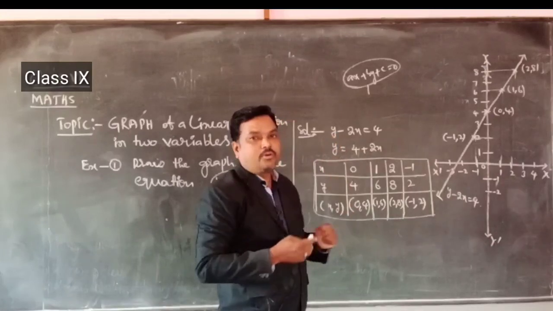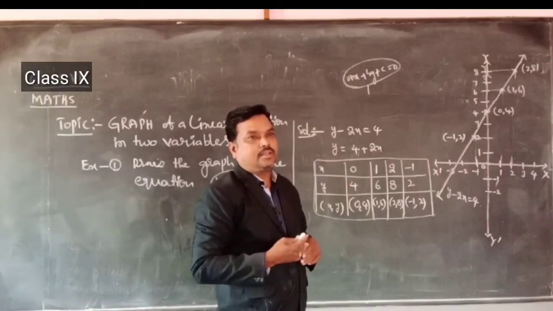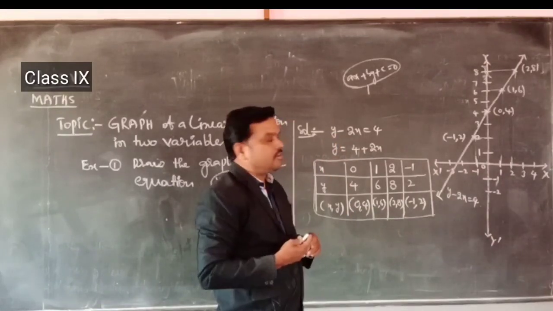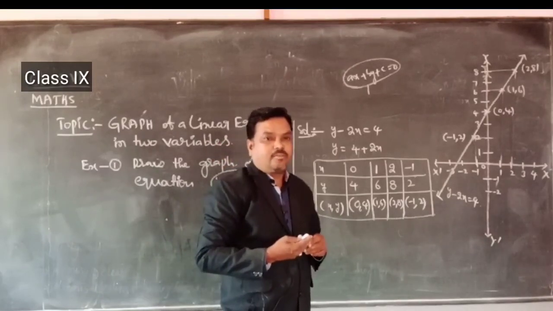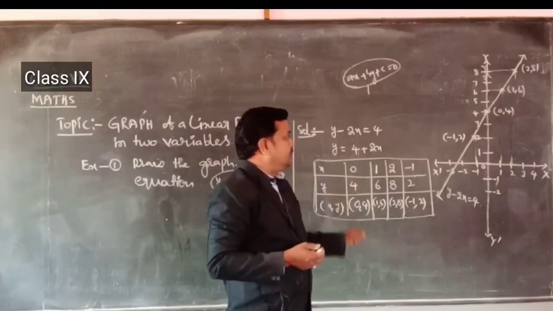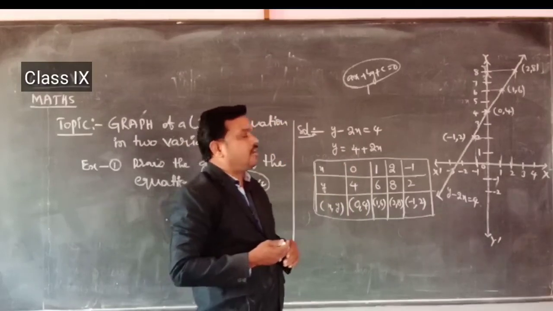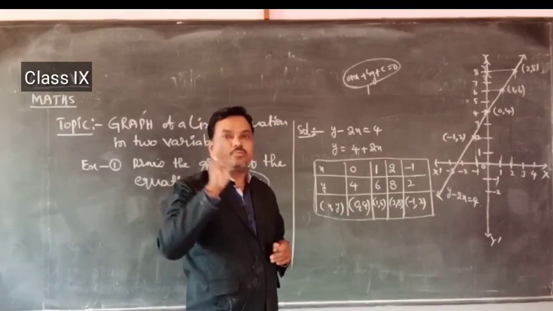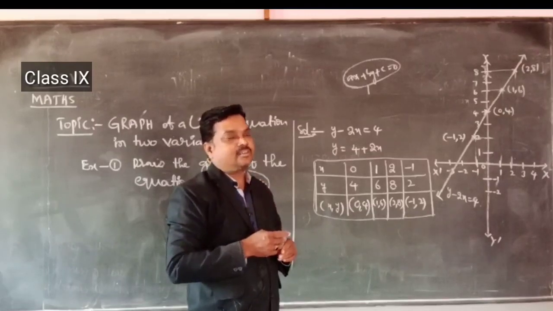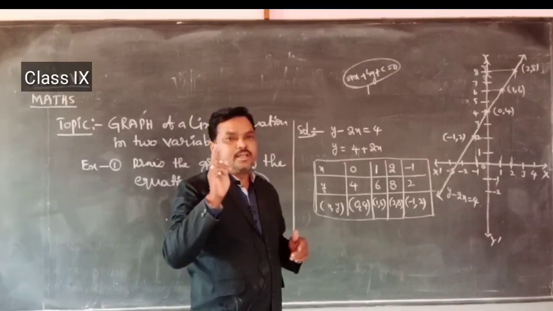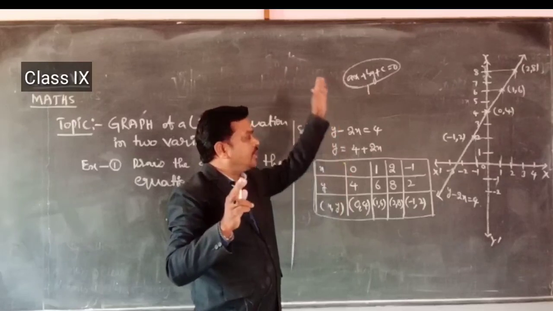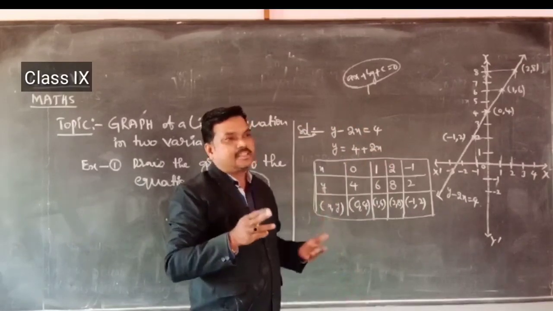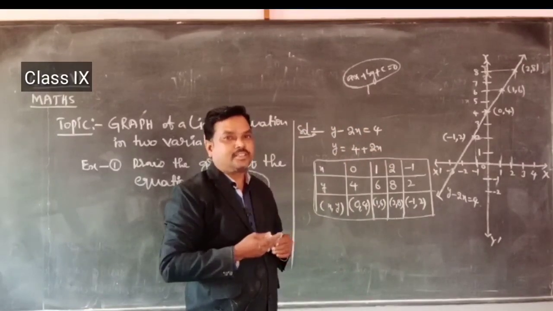Then I will give two more linear equations that you also have to complete in the graph book. So this is the process to draw the graph of a linear equation in two variables. In 10th class they will give a pair of linear equations, that is, two linear equations. We have to draw the two lines; they may be intersecting, parallel or coincident lines.